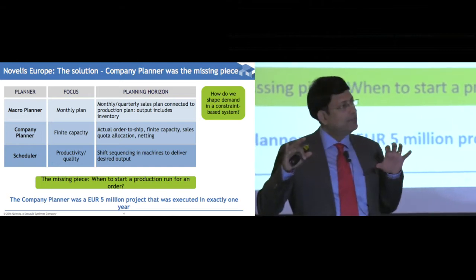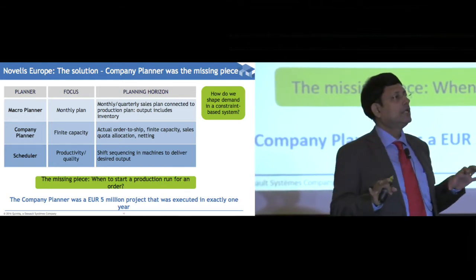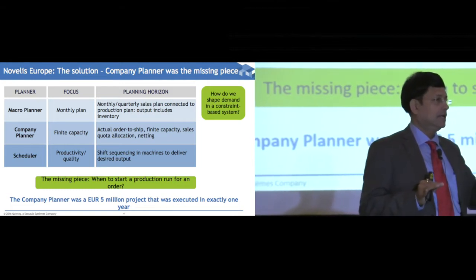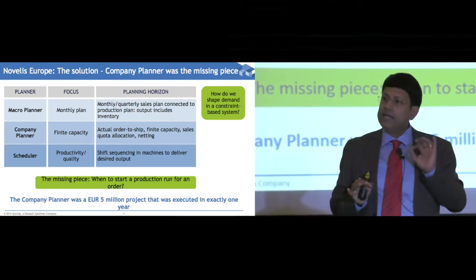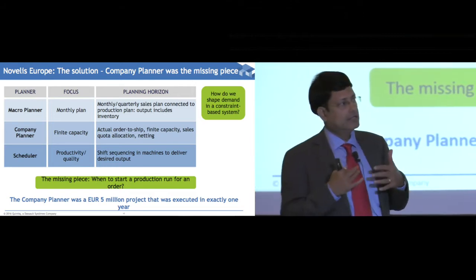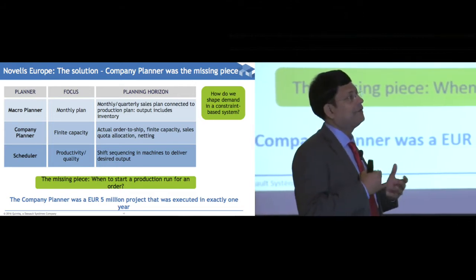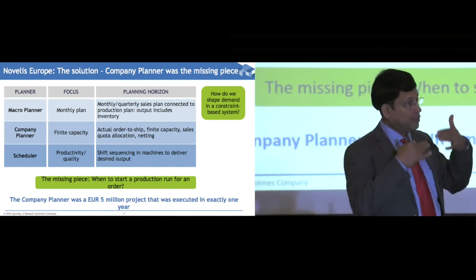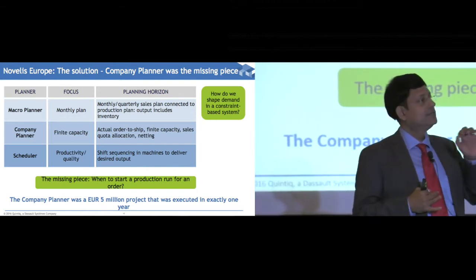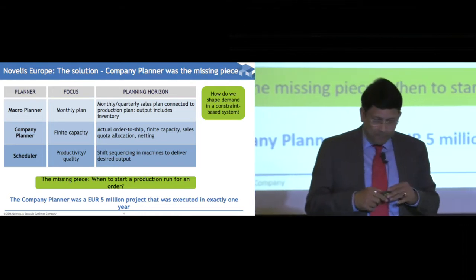So therefore, with several number of bottlenecks in the system, to be able to predict an order when it will get scheduled, or having a scheduled to ship date for that order, and finally also ensuring they're able to actually produce that order on time was the missing piece which was provided by the company planner.